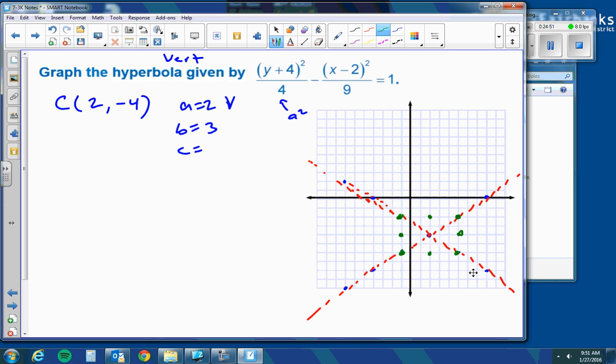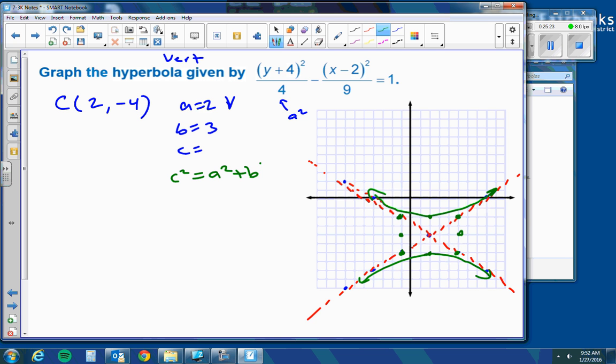Now, draw the hyperbola. Because it's vertical, draw it up here. Just once again, start at the vertex and try to approach the asymptotes. Let's go get the foci on there.